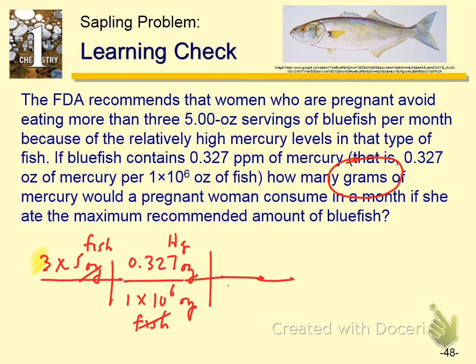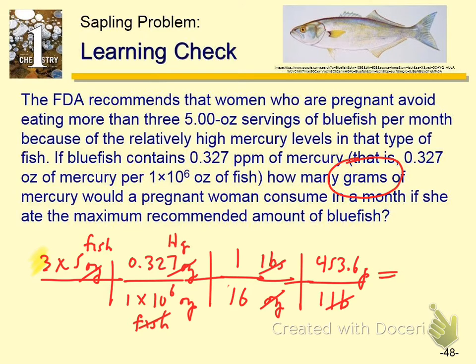So what's the conversion then? I need ounces on the bottom. I need pounds on the top. How many ounces are in a pound? 16. Okay, beautiful. 1 pound is 16 ounces. Okay, and then we've got 453.6 grams in every pound. Okay, and that'll give me grams.